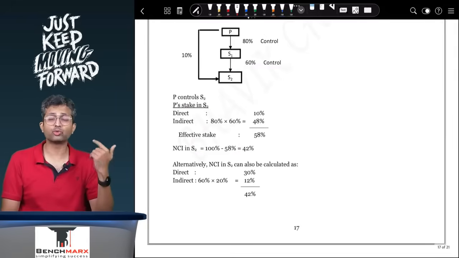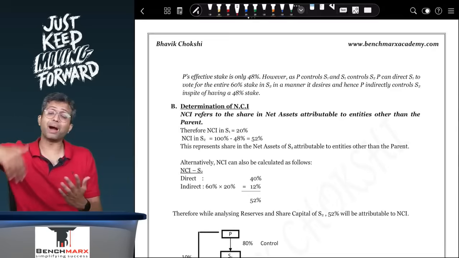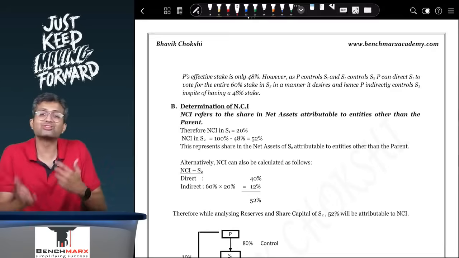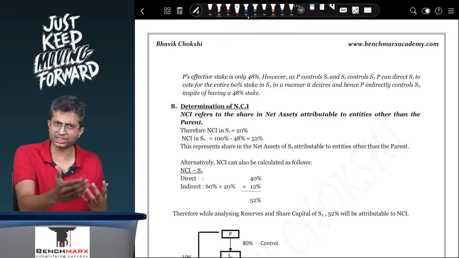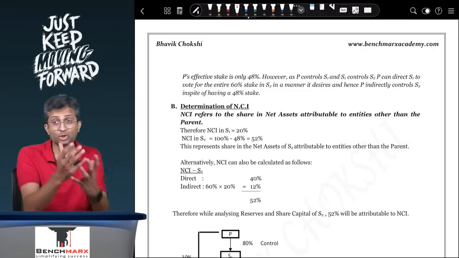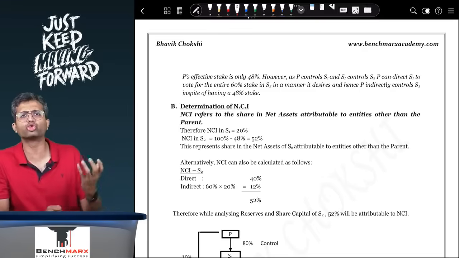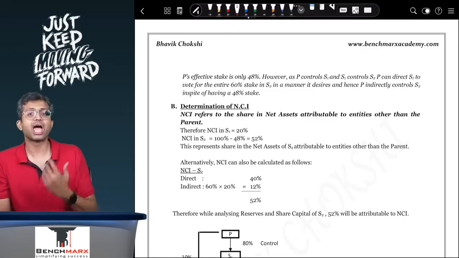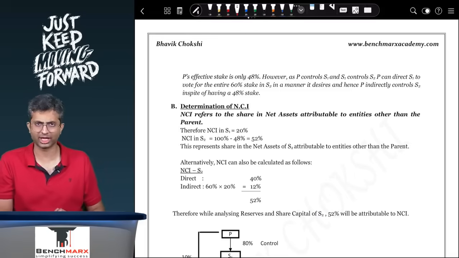Step 2, you will try to find the NCI, and NCI over here is calculated as 100% minus the parent's effective stake. Do not just take 40% as the NCI for S2. It will be 40% direct plus the 20% that NCI holds in S1. They will also get a share in S2's assets, and hence there is some indirect NCI as well. 52 is the total NCI.